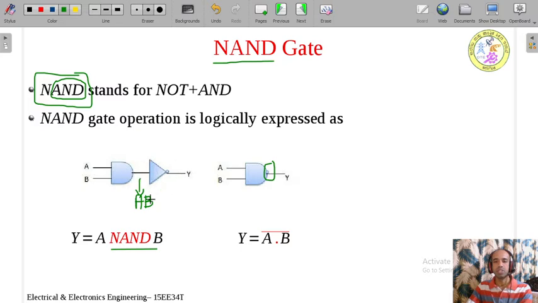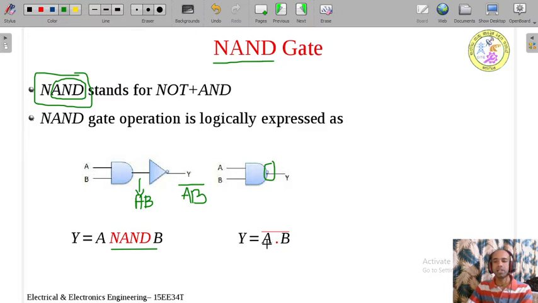Similarly, what is the input here? AB is the input. Therefore, what is the output? AB bar. For the total input, you have to write the output. Now, I can write AB is the input. So, I can write this is equal to AB bar, AB whole bar. So, this is the final output of the NAND gate.